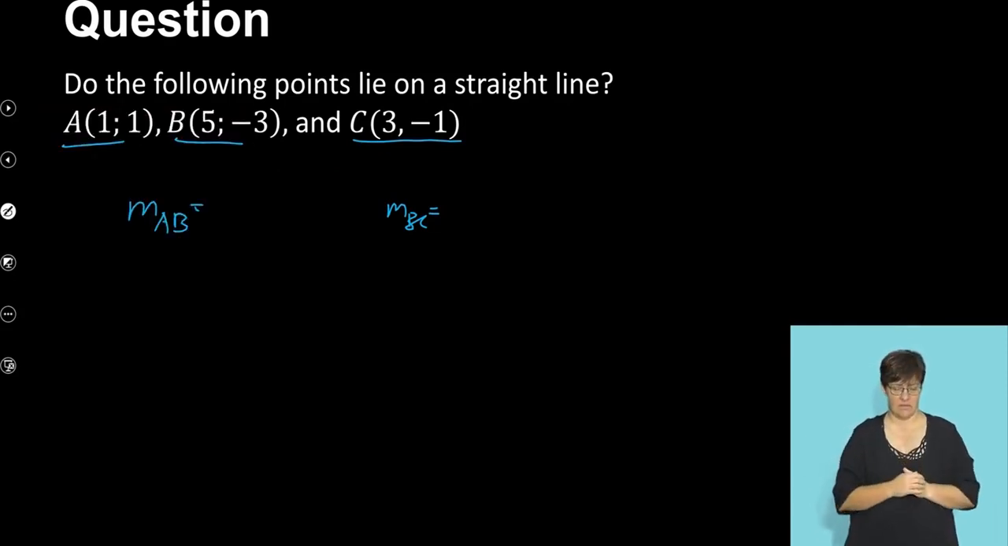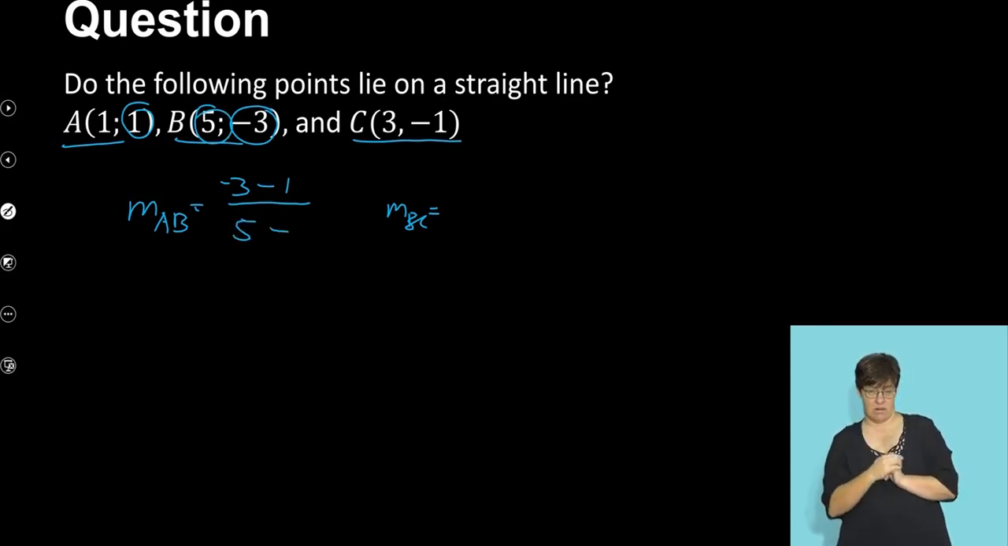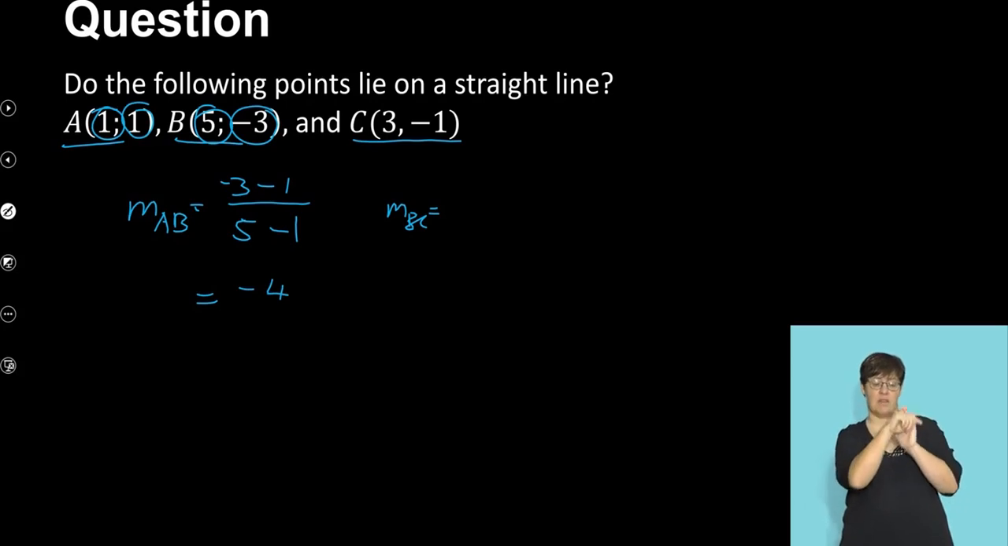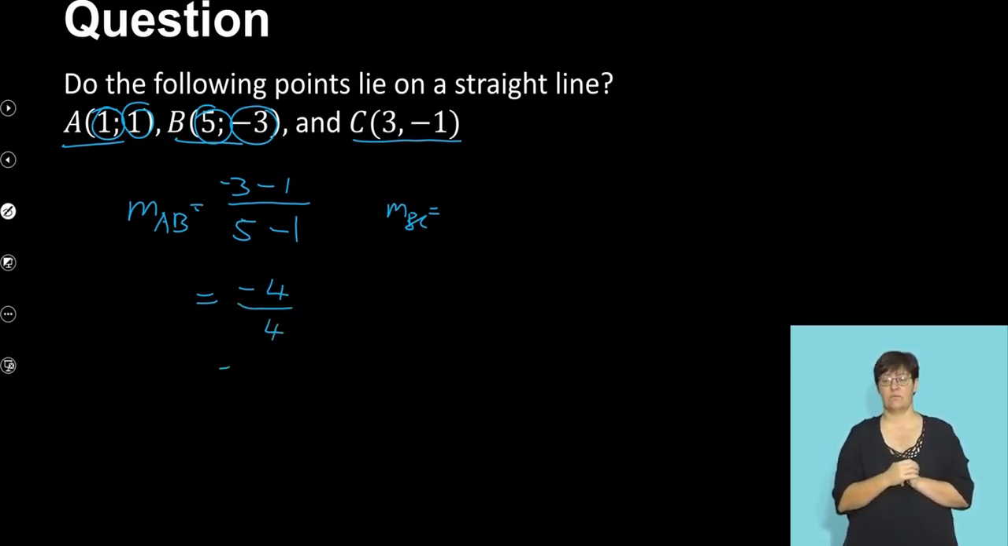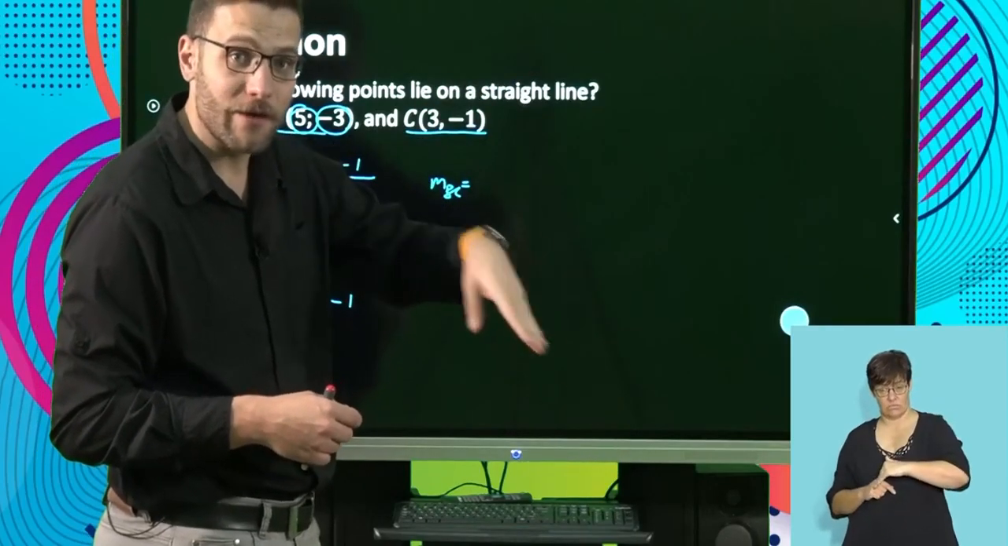And what do we do here? We said I'm going to take the y value and subtract the y value. I'm going to take the x value and subtract the x value. What I've got at the top, minus 3 minus 1 is minus 4. And at the bottom, 5 minus 1 is positive 4. And the gradient of the first 2 is minus 1. What did we decide? If it was positive, it was going up. If it was negative, it was going down. So this is a line going down.